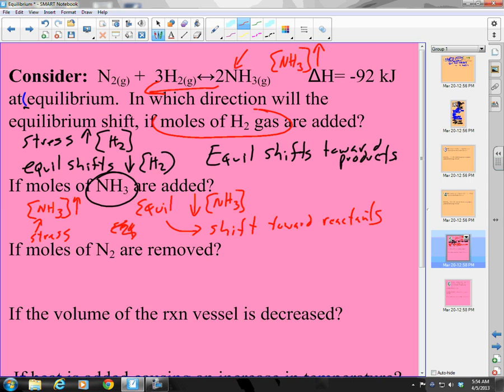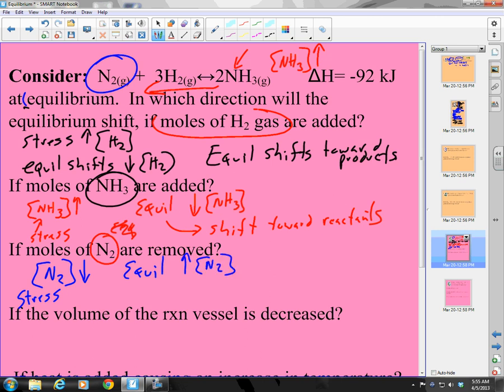What if the moles of nitrogen are reduced? Okay, so I'm going to reduce my nitrogen. That means my concentration of nitrogen decreases, and that's going to be my stress. So what is the equilibrium going to do? Well, the equilibrium wants to increase the concentration of nitrogen. And how can that happen? Well, it must make more nitrogen, meaning the equilibrium will shift toward reactants.